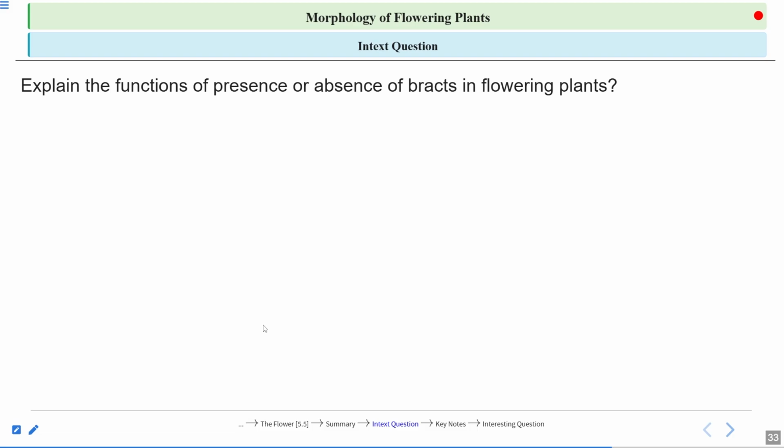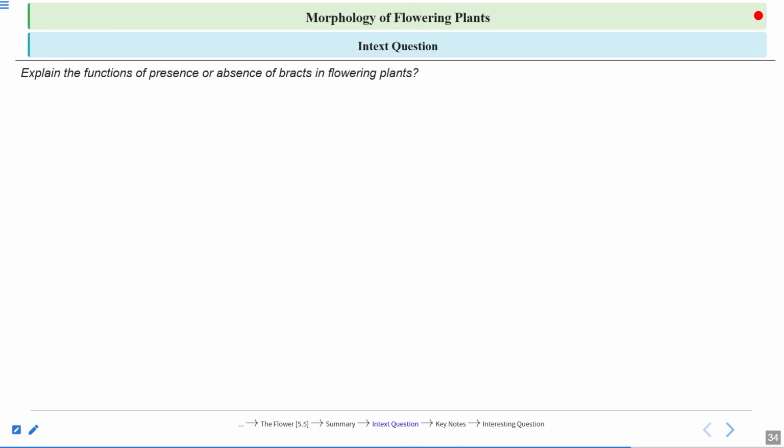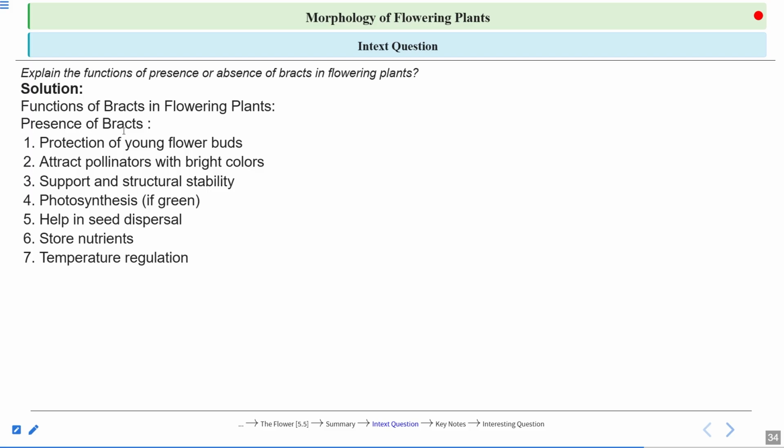Now there is some in-text question. Explain the function of presence or absence of bracts in the flowering plants. What is the function of presence or absence of bracts? So, the function of bracts in flowering plants. Bracts have so many functions.